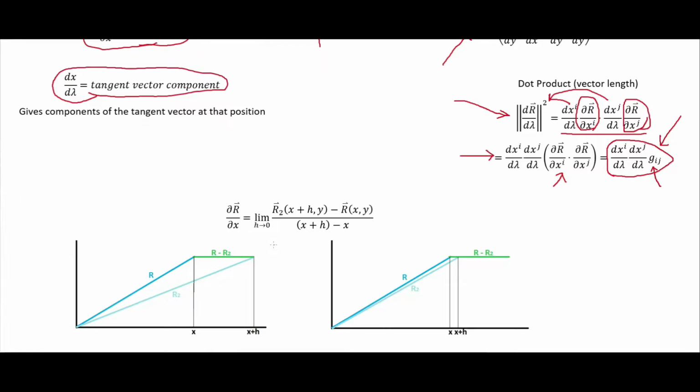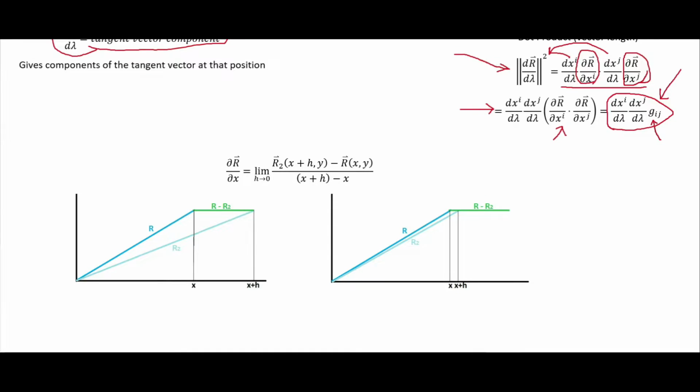So let's talk about how a derivative can actually be a vector. We have here r and r2, which are both position vectors. They're telling us the position from the origin. We're at this position here and this position here, and then r minus r2 is the difference between those two vectors. That would just be r of x plus h and y, minus r of x and y.